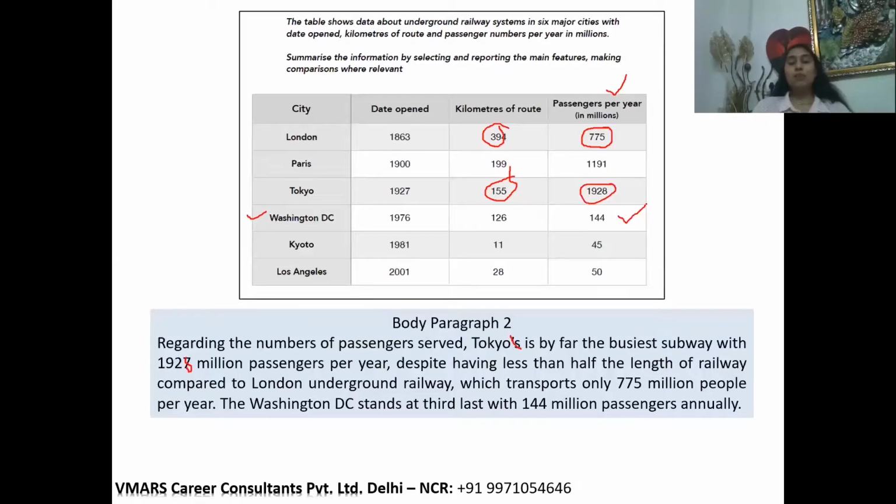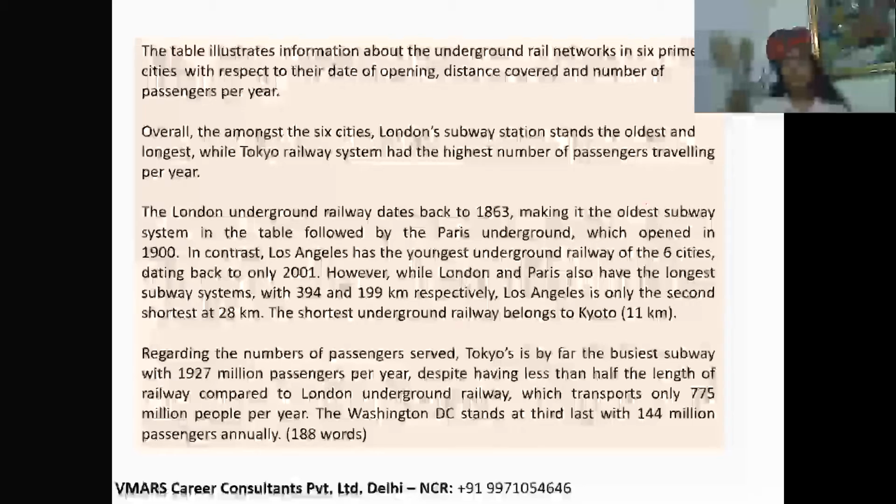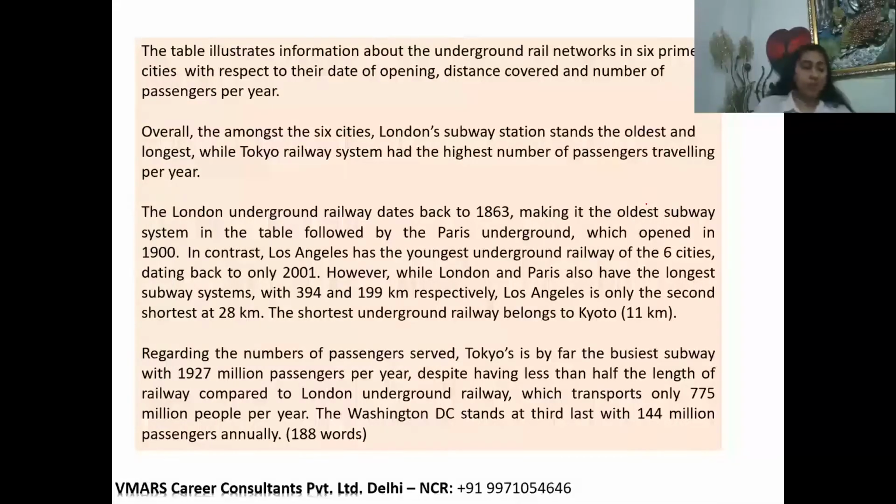So if you observe, there was no information given for Washington DC, and that's the reason it was added into the last line. Please look at it as a whole. 188 words.